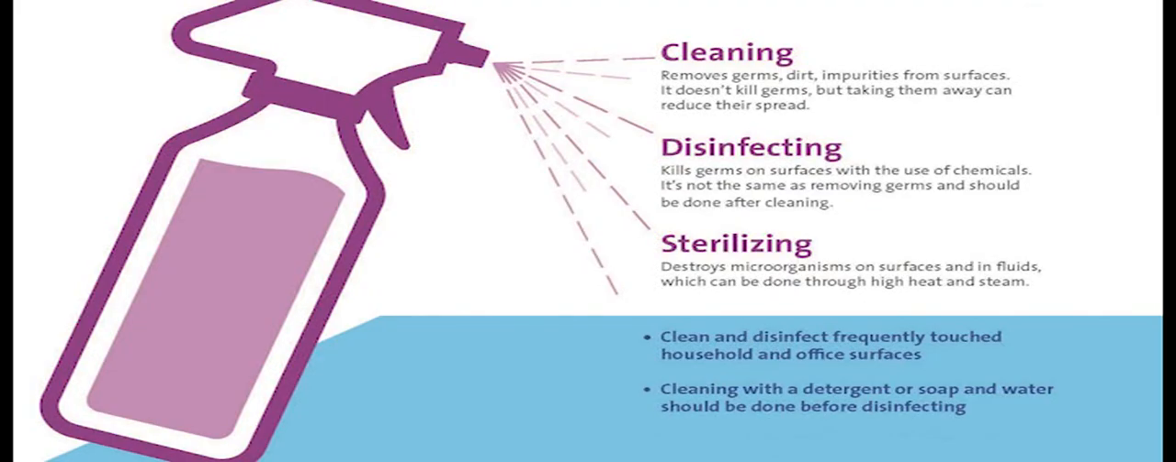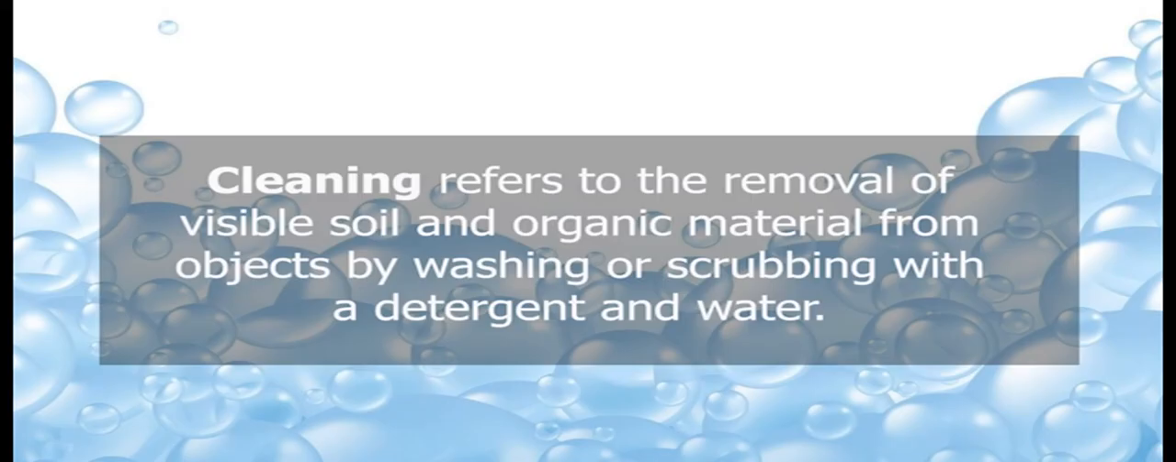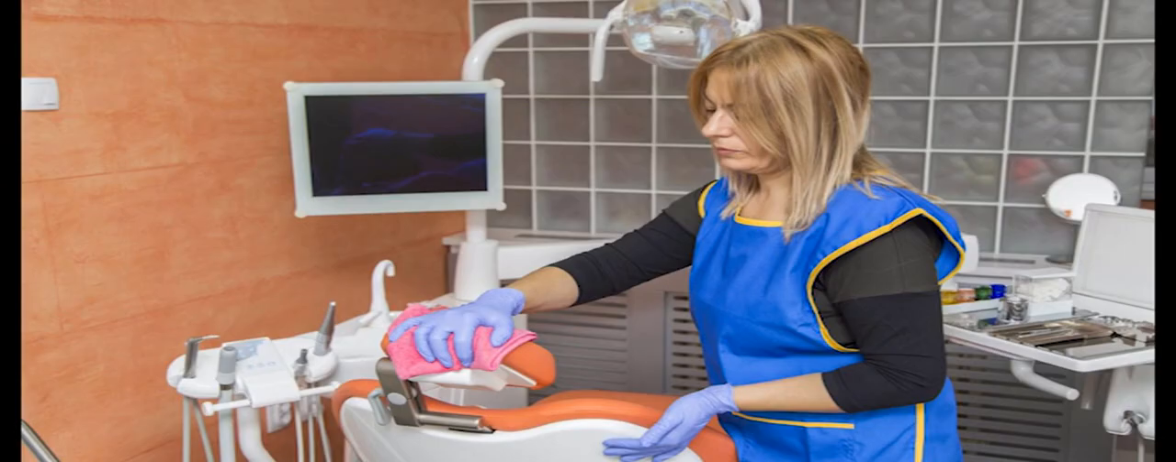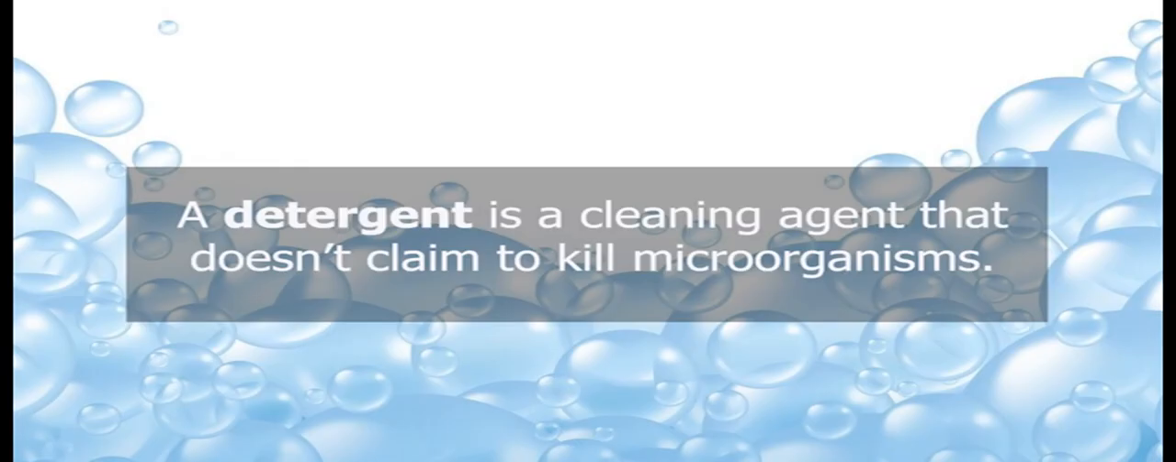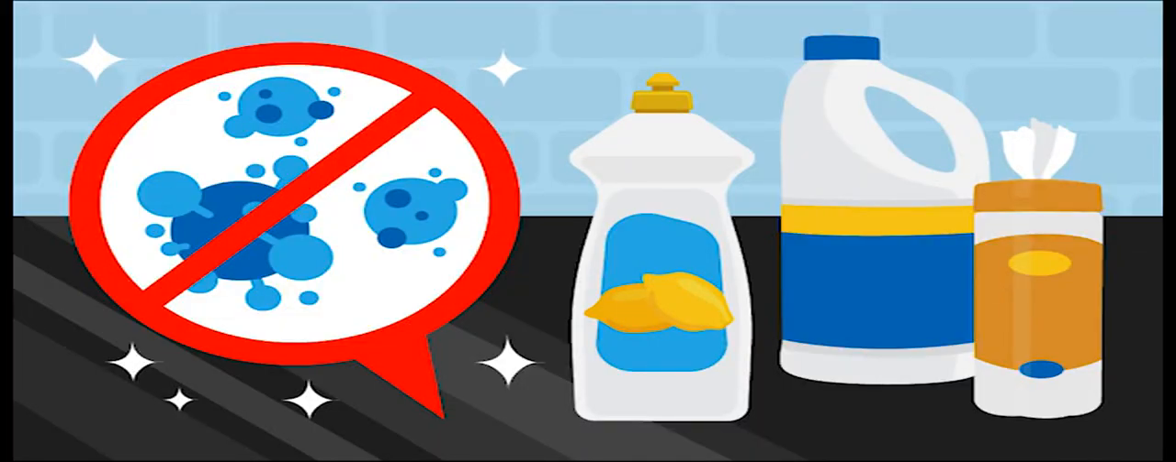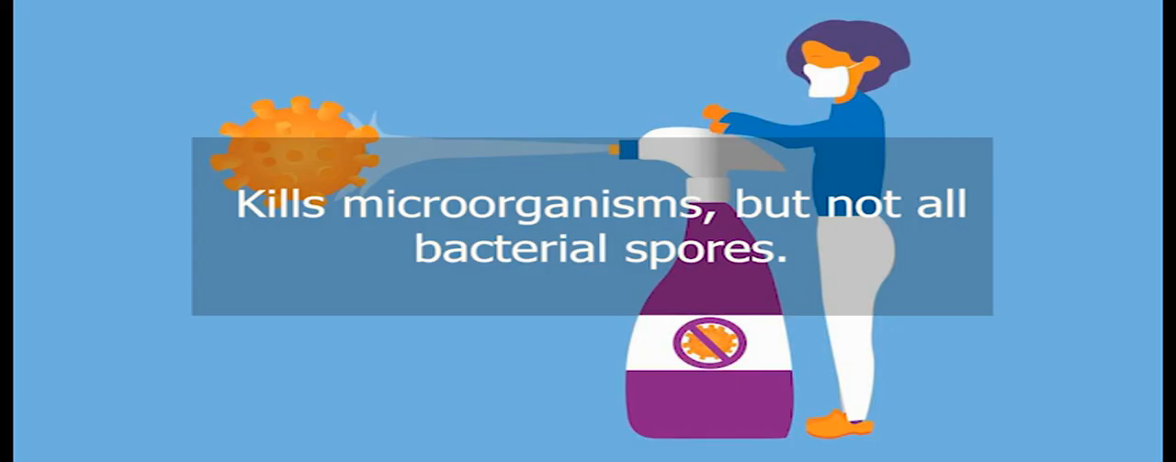So what's the difference between cleaning, disinfection, and sterilization? Cleaning refers to the removal of visible soil and organic material from objects by washing or scrubbing with water and detergents, or soaps, and rinsing with water. Thorough cleaning is normally required before disinfection or sterilization on visibly contaminated surfaces because organic material can decrease the effectiveness of those processes. A detergent is a cleaning agent that doesn't claim to kill microorganisms. A disinfectant is a chemical or a physical agent like UV light that kills microorganisms but not all bacterial spores.